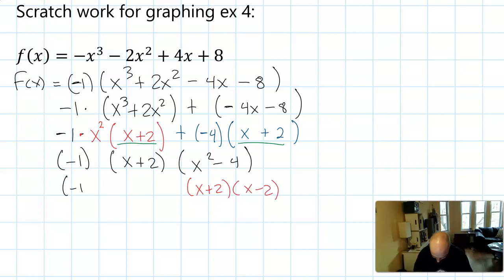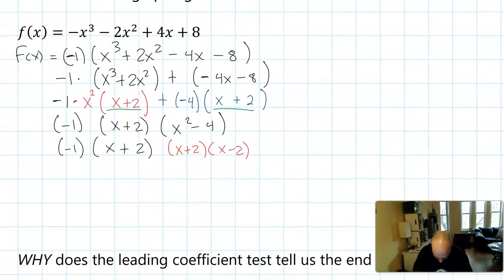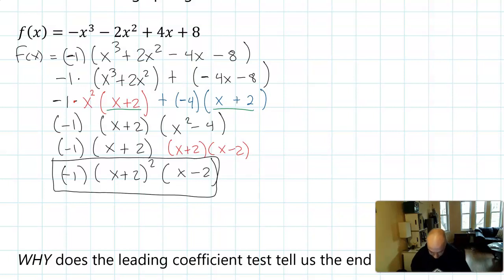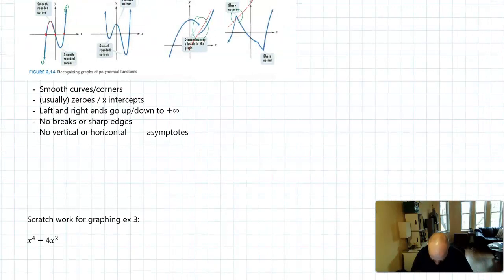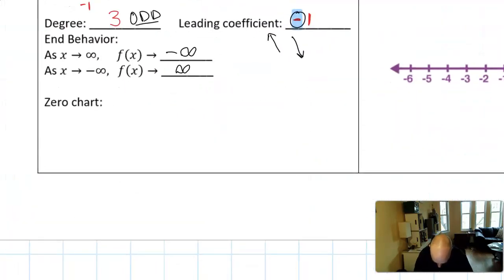We also have this -1 and an x plus 2 from earlier. So then altogether, we should have -1, x plus 2 squared, x minus 2. That's going to be the fully factored version that we need to work in. And notice how fully factoring this sort of revealed the multiplicities of the zeros. All right. So let's copy that in. So it was -1, x plus 2 squared, x minus 2, I believe.